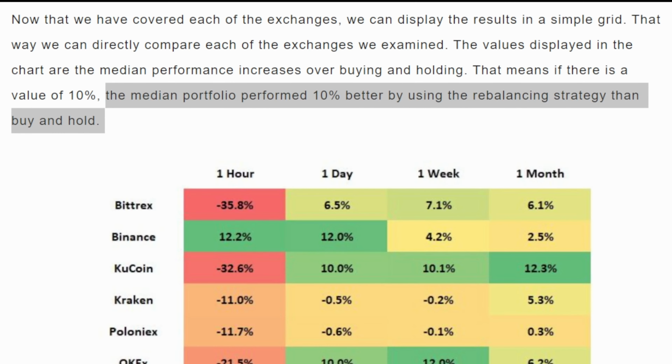Now, the interesting thing here is that they found that the median portfolio performed 10% better by using the rebalancing strategy than buy and hold.